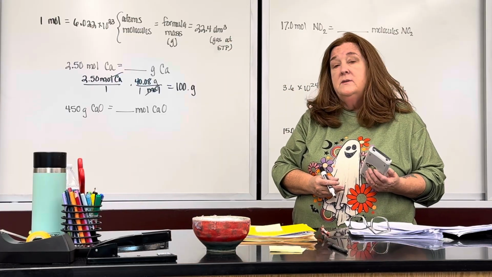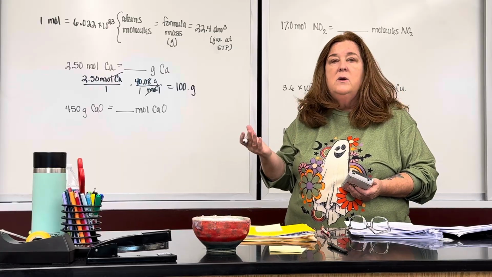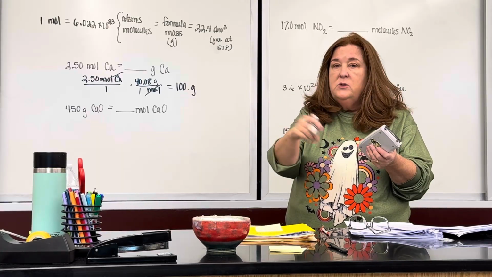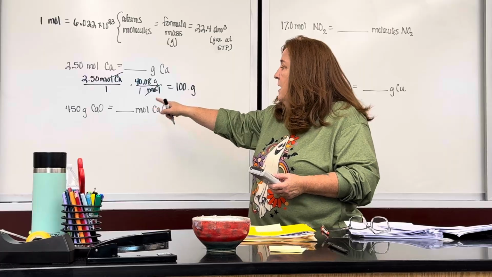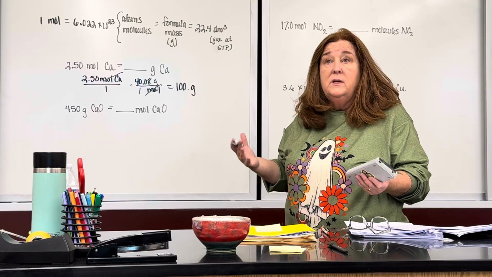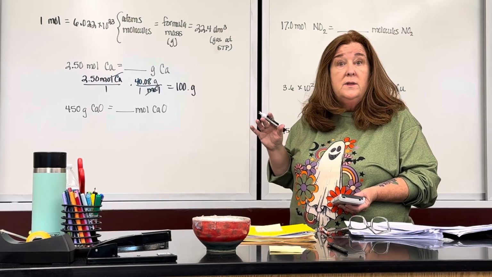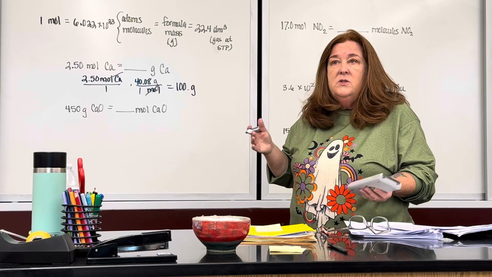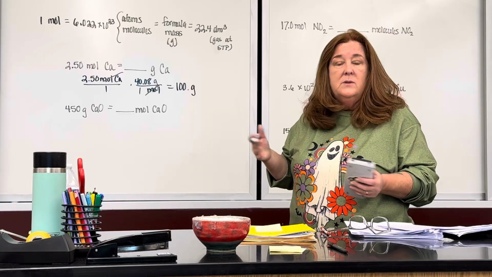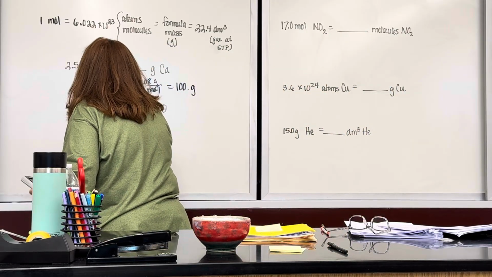Every single one is done the same way. So the next one, you have 450 grams. So this time I'm giving grams. I've taken my balance and I measured out 450 grams of calcium oxide. And I want to know how many moles are in that. What is the equivalency? And remember, when you're doing this, you're not changing how much you have, just like we did with the metric conversions. This is just changing like from quarters to dollar bills. It's the same thing. So we're going to start out with 450 grams.